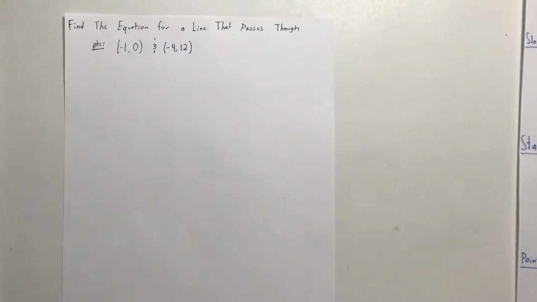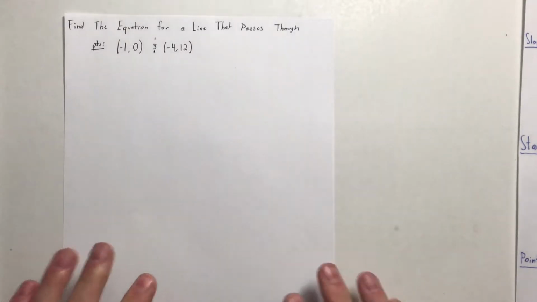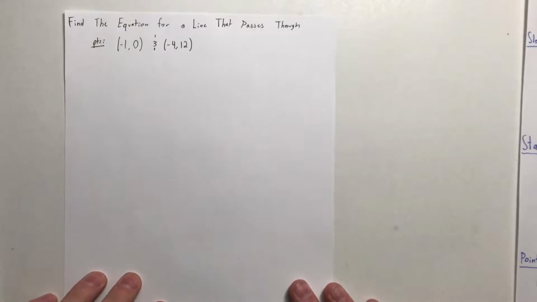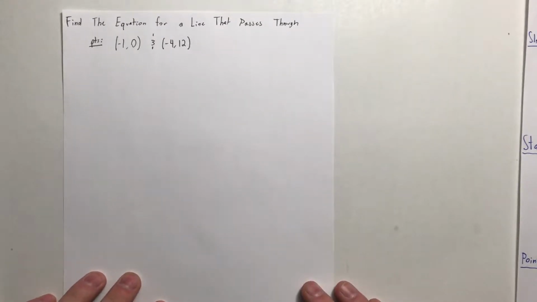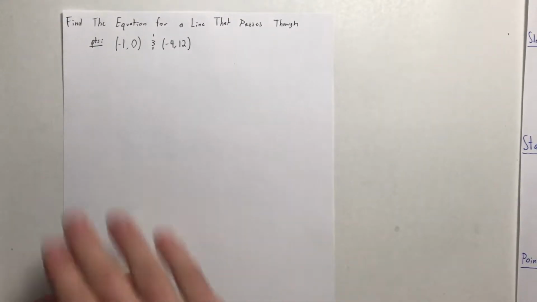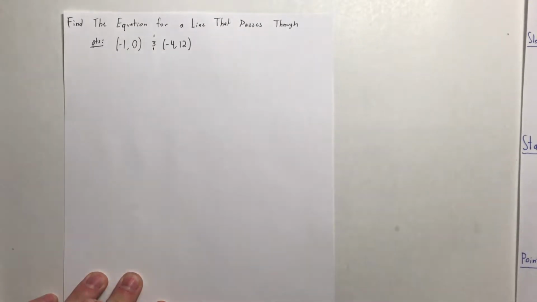Okay, welcome back to the series of videos on lines. And now, after watching the introduction video, we're going to get down into some examples. And this first example is something super common, something that you're definitely going to see. It's pretty much: find the equation for a line that passes through two given points.